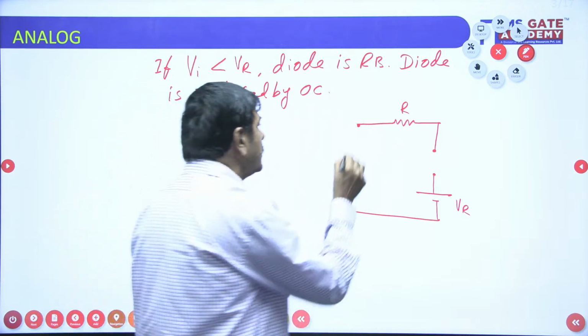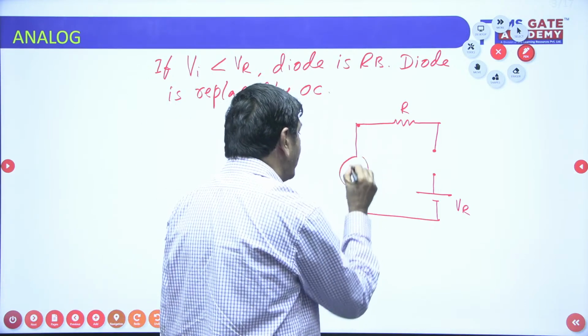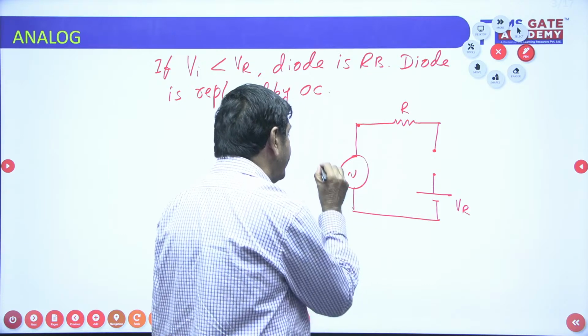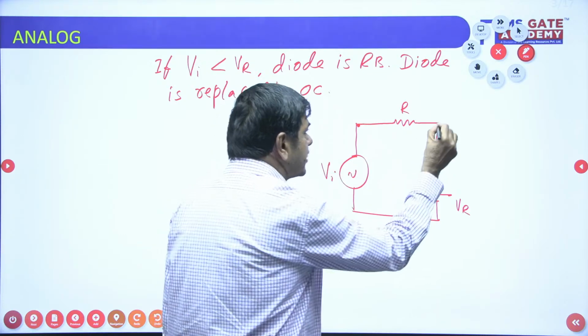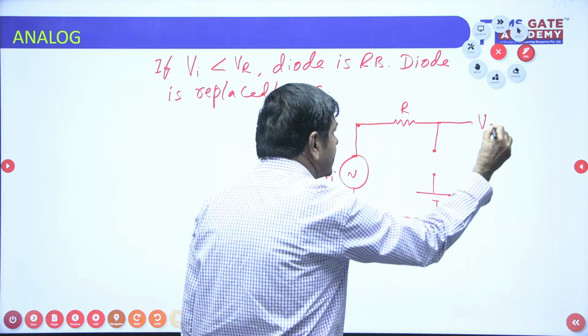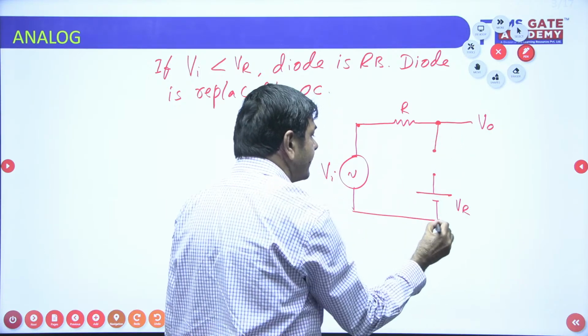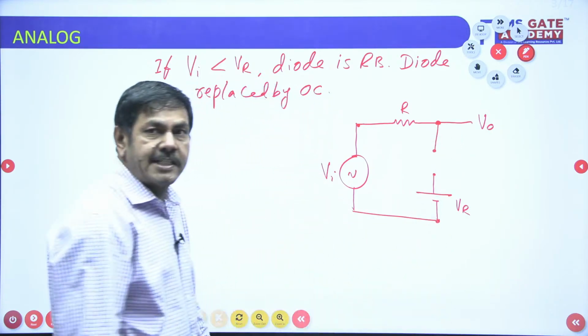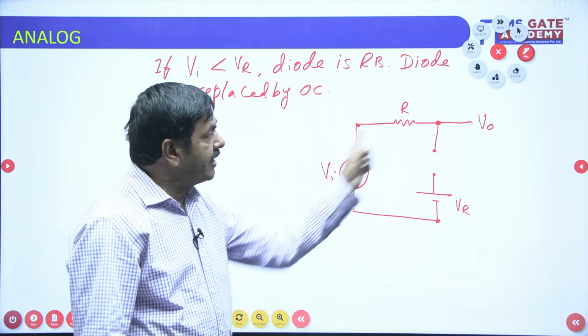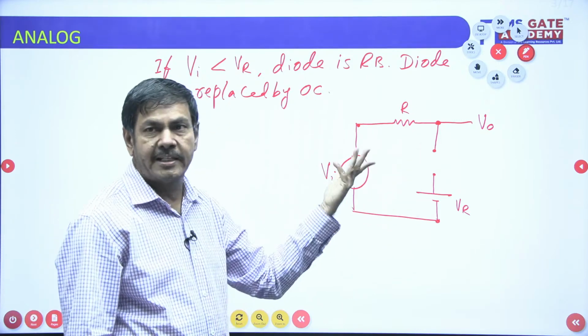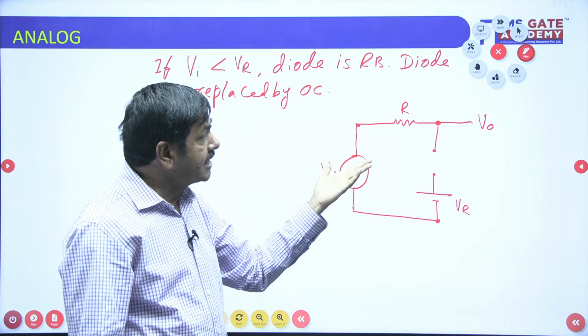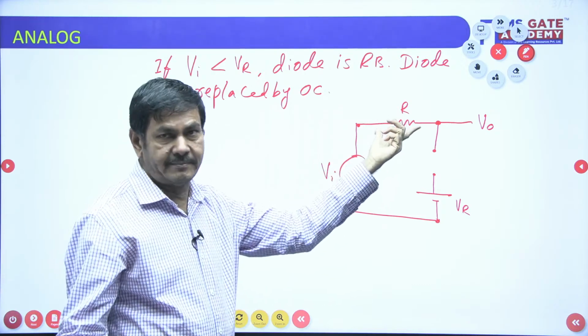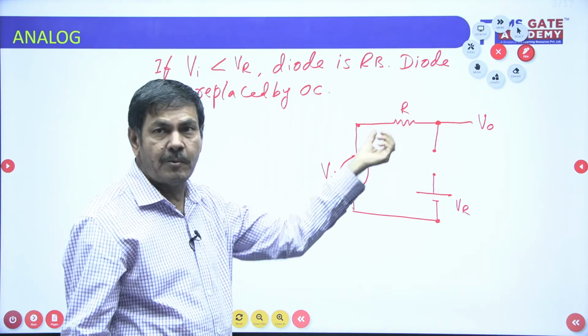Here we have the input voltage source, a sinusoidal waveform, Vi. But I wish to receive V0 between these two terminals. If the diode is acting as an open circuit, it doesn't flow any current through the network. No current is going to flow, so the current passing across the resistor is zero, and zero drop is possible here.